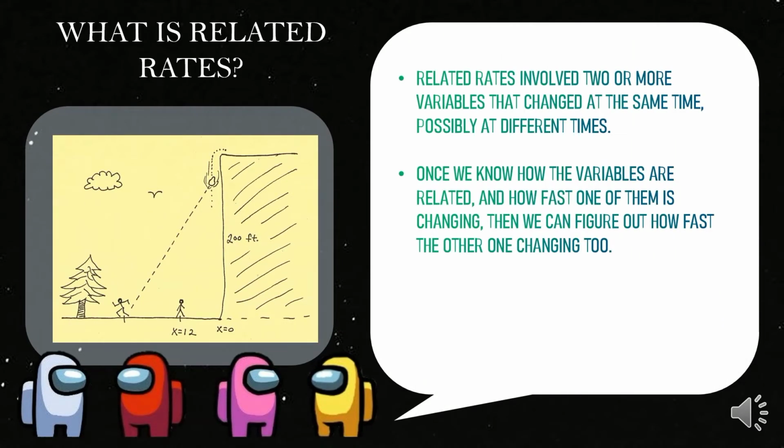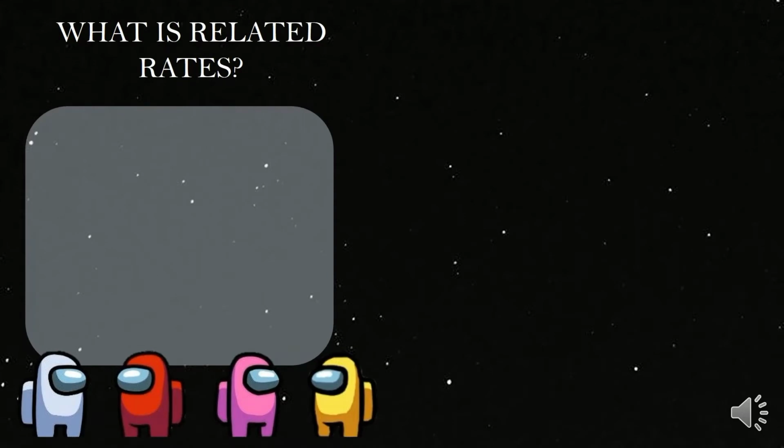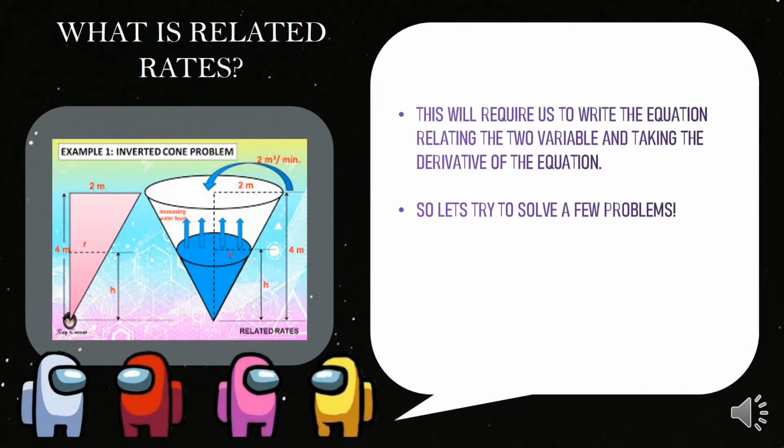So today we will learn about related rates. What is related rates? Related rates involve two or more variables that change at the same time, possibly at different rates. Once we know how the variables are related and how fast one of them is changing, then we can figure out how fast the other one is changing too. This will require us to write the equation relating the two variables and taking the derivative of the equation. So, let's try to solve a few problems.